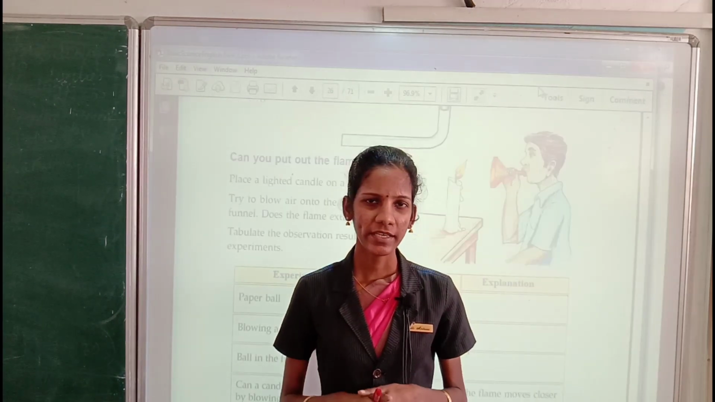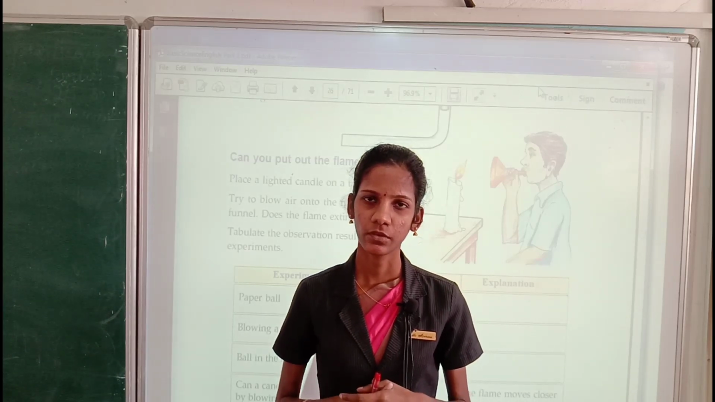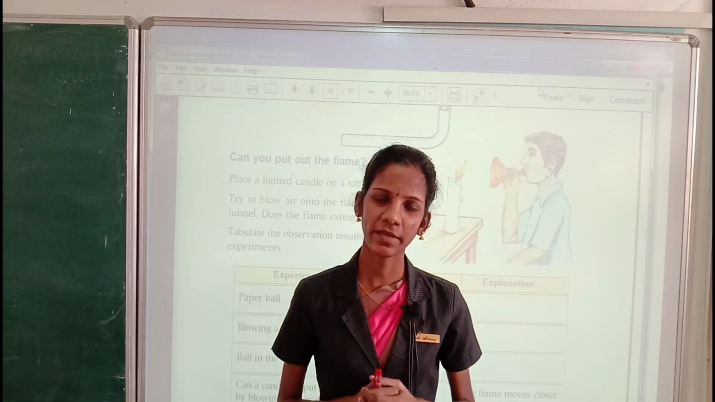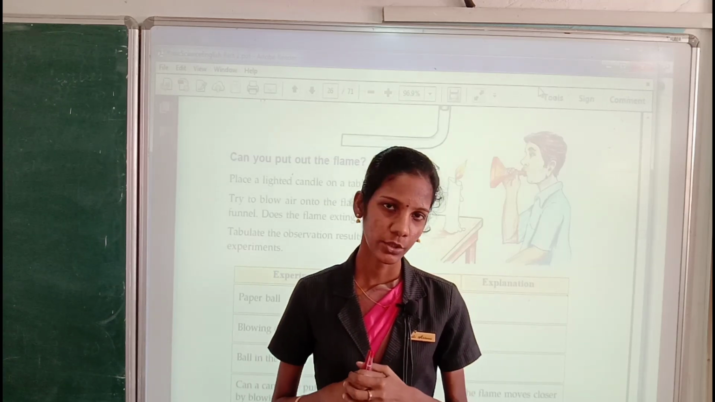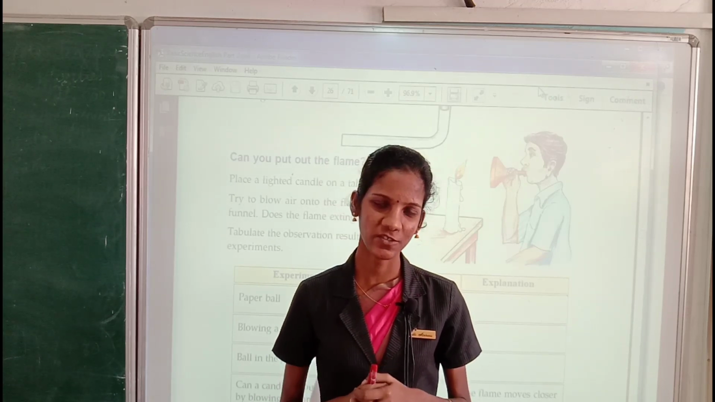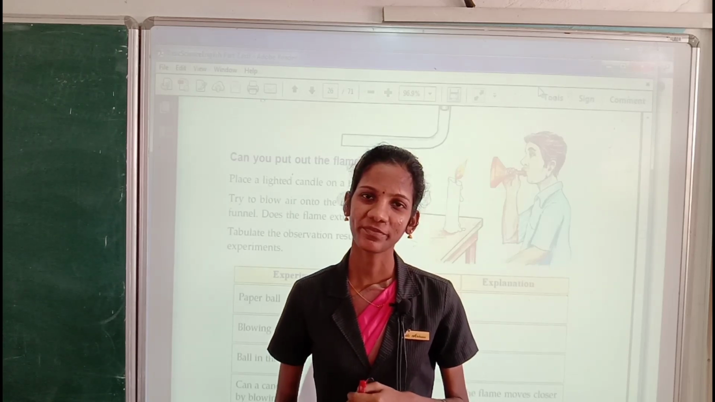Okay, now I'll give you a small homework. It is there on page number 98 of your textbook. You can see a small activity, a ball in a funnel, at the top of that page. Try to do that activity at your home itself and write down your observation and inference in your science file. Okay, and don't forget to send these answers to me.